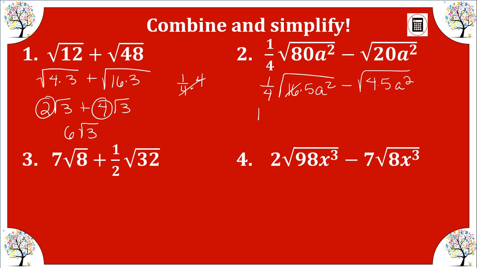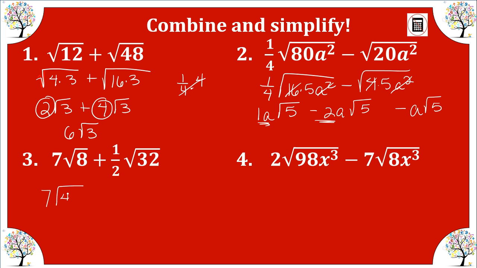So I have 1, and then the square root of a squared is a, radical 5, minus the square root of 4 is 2, the square root of a squared is a, radical 5. So I'm going to subtract 1a minus 2a, and that's negative 1a radical 5.